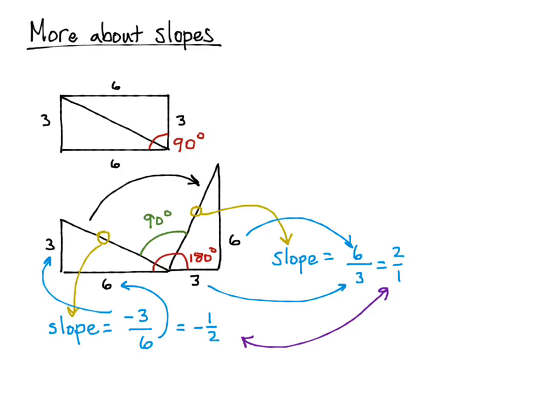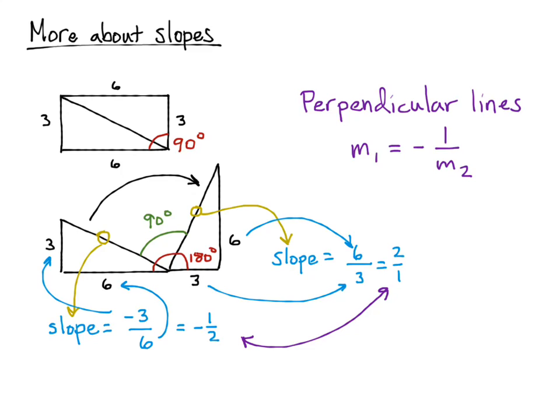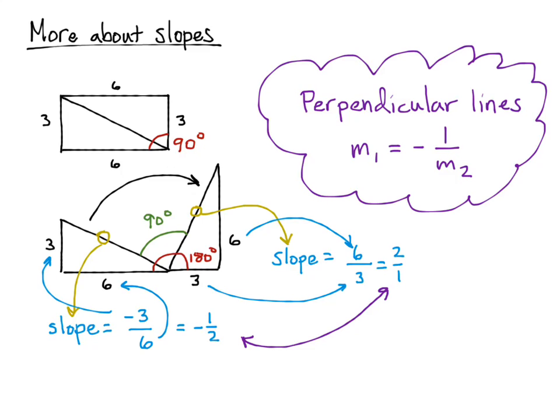And so this is the characteristic of a perpendicular line. Perpendicular lines are lines that have an angle of 90 degrees between them, and the slope of one line is the negative reciprocal of the other. So if we knew the line on the left-hand triangle had a slope of negative 1/2, you change the negative to positive, you turn over the fraction and you get positive 2/1, and that's the slope of the perpendicular line.